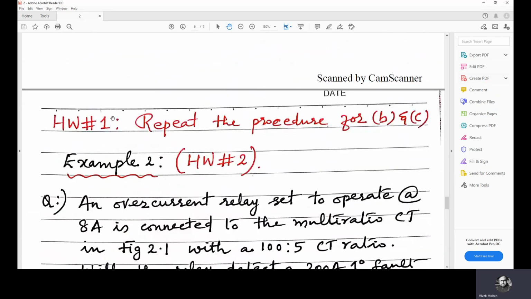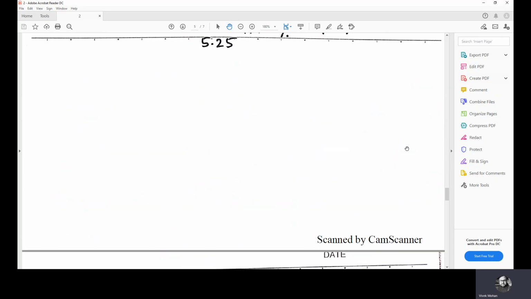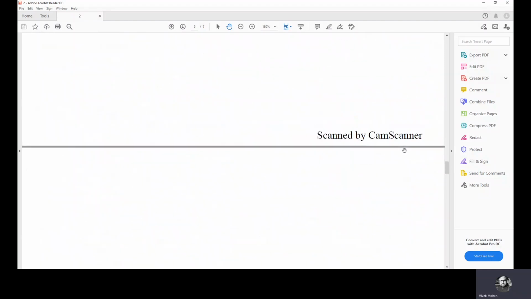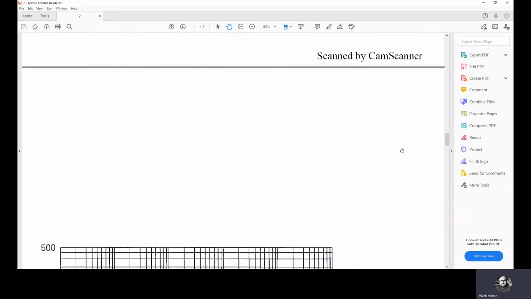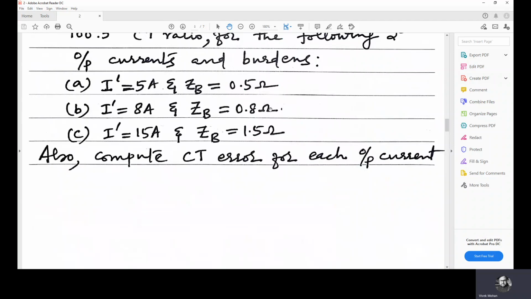Now, as homework, you repeat the procedure for B and C. The values are given for B and C here. You repeat it, and on Friday's session, we will discuss this. Thursday night, you can submit the homework.